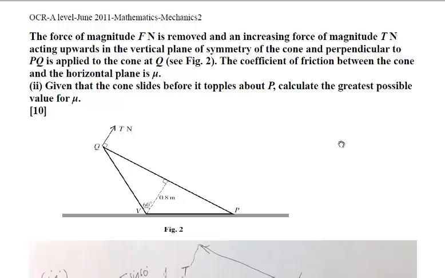The force of magnitude F newtons is removed, and an increasing force of magnitude T newtons acting upwards in the vertical plane of symmetry of the cone and perpendicular to PQ is applied to the cone at Q. See figure 2. The coefficient of friction between the cone and the horizontal plane is mu. Given that the cone slides before it topples about P, calculate the greatest possible value for mu.